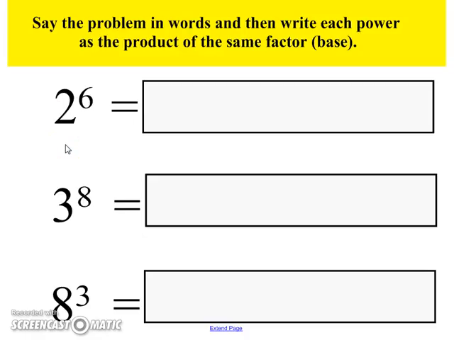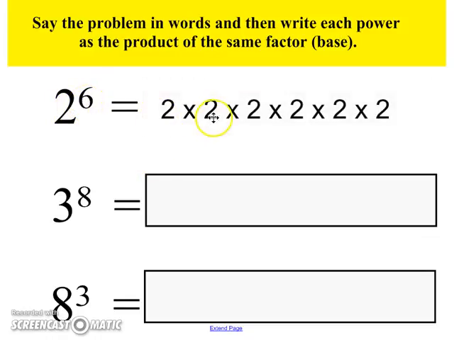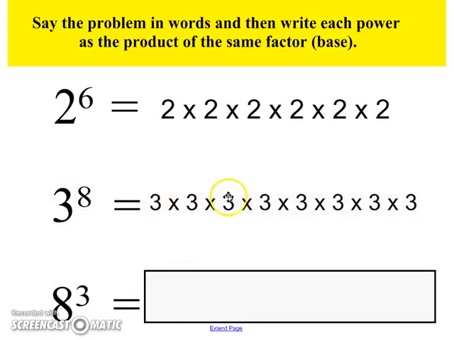Again, just quickly hitting what these things mean. 2 to the 6th power does not mean 2 times 6. This is not 12. It means 2 times 2 times 2 times 2 times 2 times 2, which we can then work out later down the road. 3 to the 8th power means 3 times 3 times 3 times 3 times 3 times 3 times 3 times 3. You'll notice there are 8 of them.